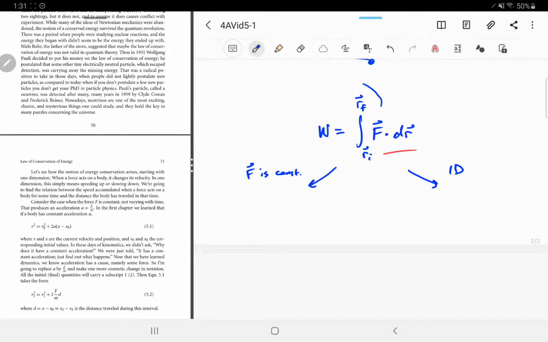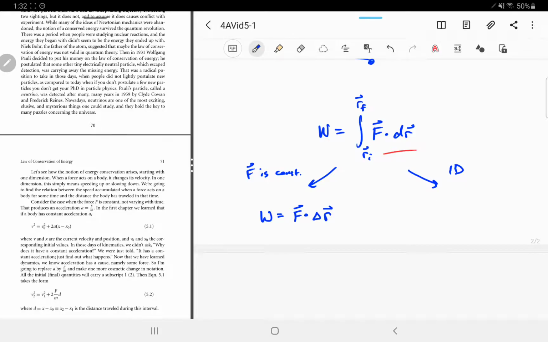If F is constant, we can take it out of the integral sign here, and then the integral of dr is delta r. So if F is constant, we can write work is F dot delta r, the whole displacement, because as r moves from its initial to its final position, F is constant. So we can take it out of the integrand, so it makes sense.